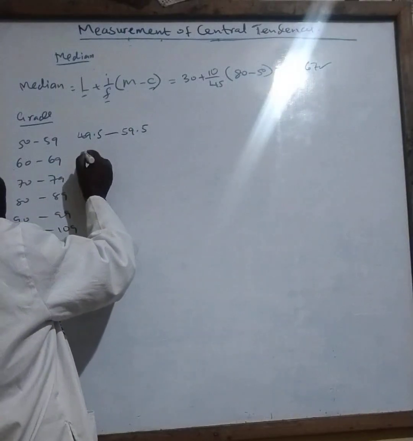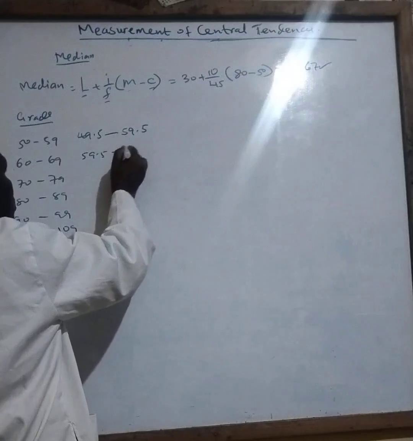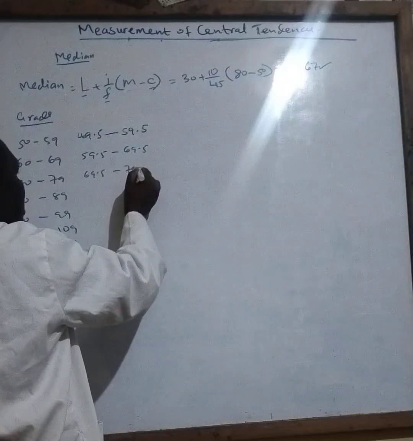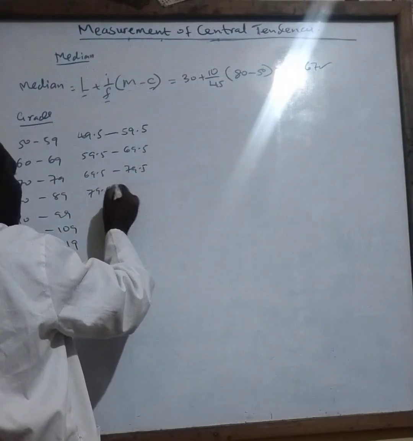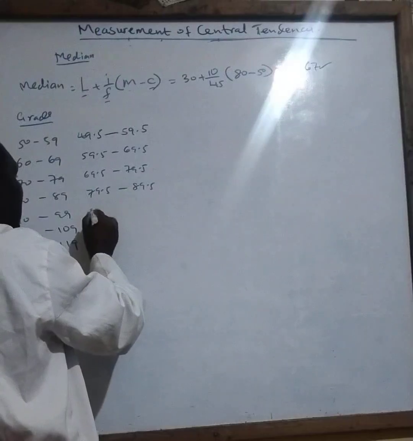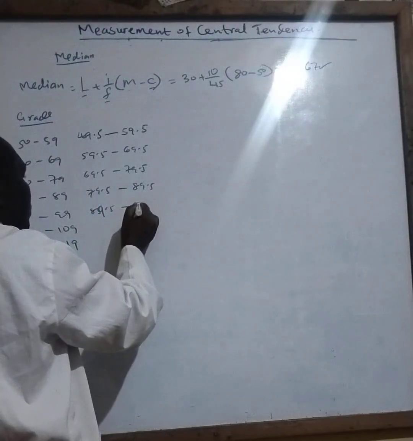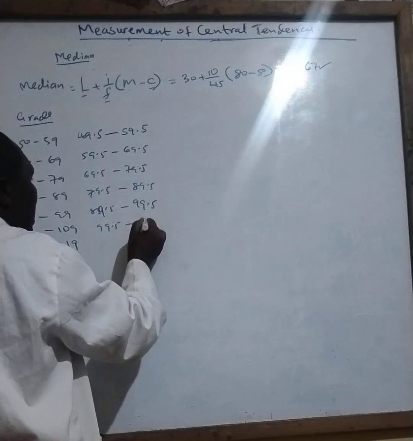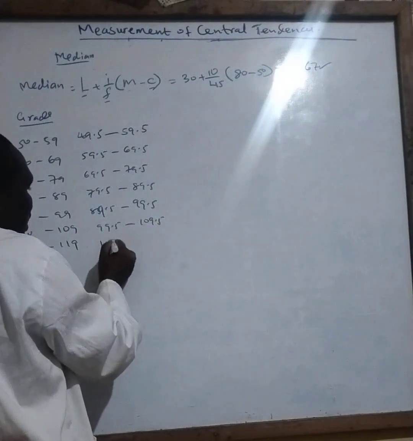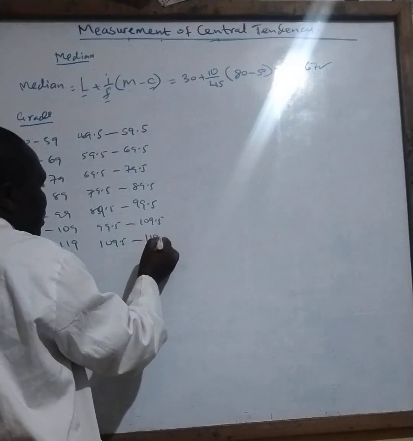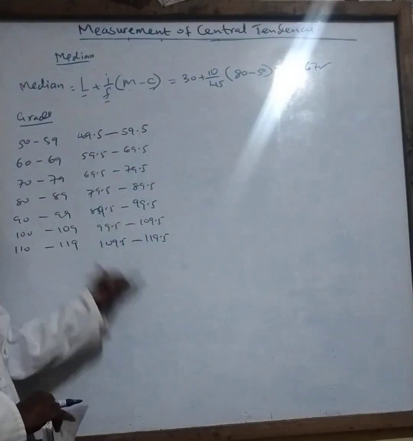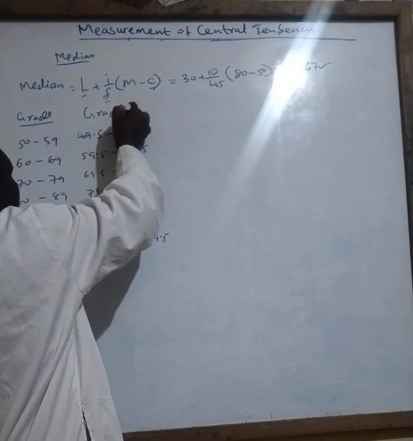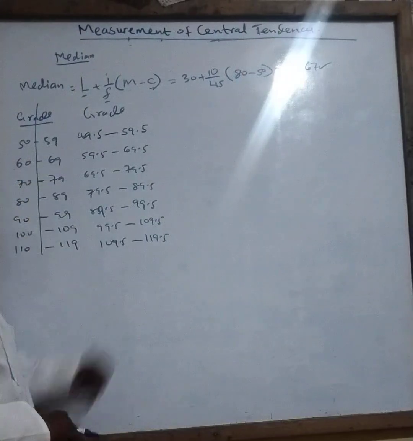This one will be the same, that is 59.5 to 69.5. This one will be 69.5 to 79.5, this 79.5 to 89.5, 89.5 to 99.5, then 99.5 to 109.5, then 109.5 to 119.5. So now, when you subtract these figures, you get 10. So this is now your correct figure. I am not going to use the old one, I'm going to use this one now.